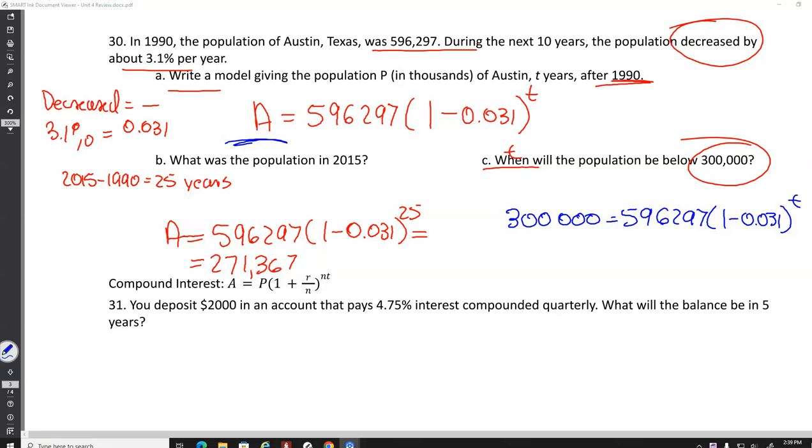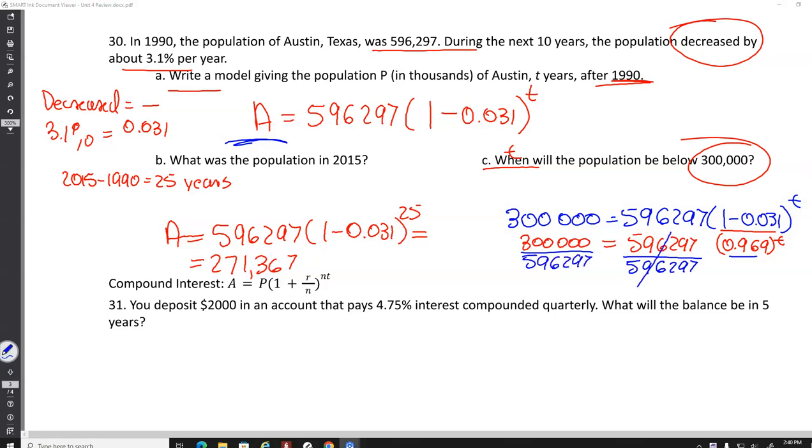So I am going to combine what's on the inside here. So this is going to be 0.969 to the t, and then I still have 596,297 here equals 300,000. Now, this is an exponential function. So this is my base right here. So that means I need to turn it into a log, but before I do that, I have to move this big number out of here. So I'm going to divide by 596,297 on both sides.